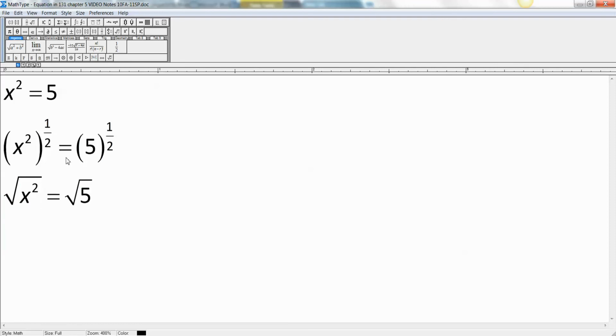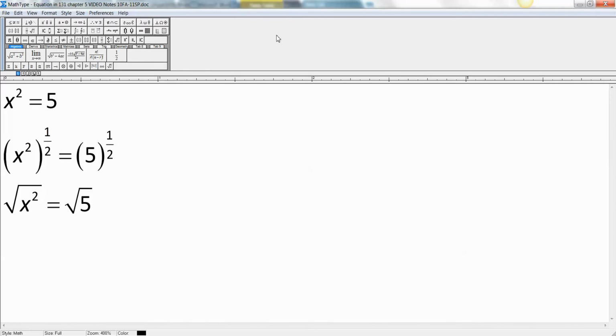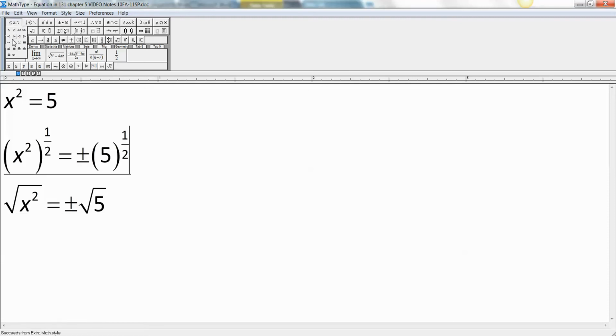Technically, it's plus or minus, but that's not really the point I'm trying to get at here. Whenever you take an even root of both sides, you have to do plus or minus. So this or this, either way. And if you use a calculator, you'll find that that's about 2.236 or so, plus or minus.